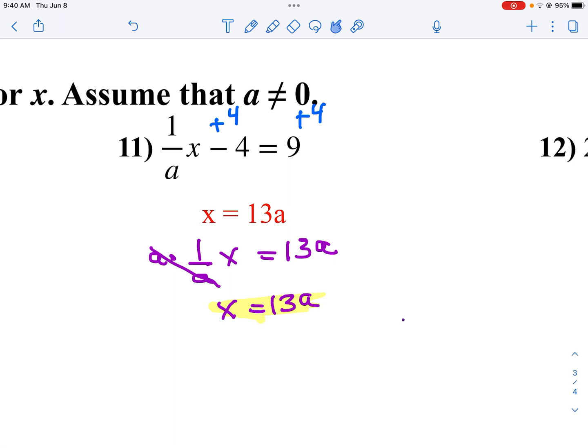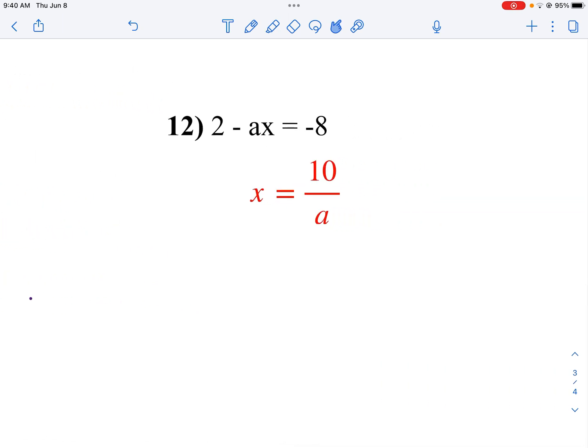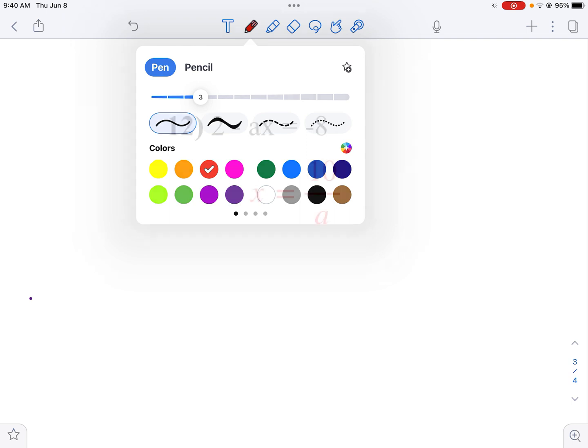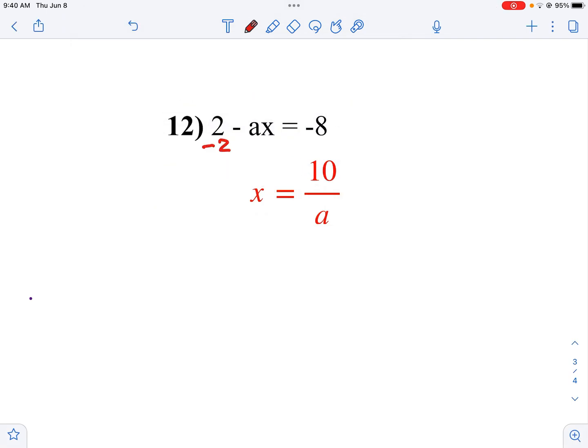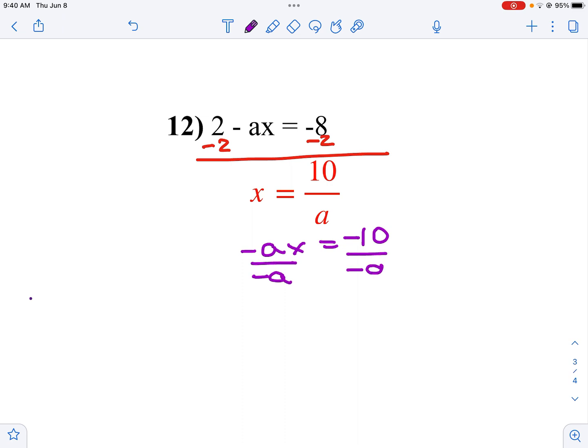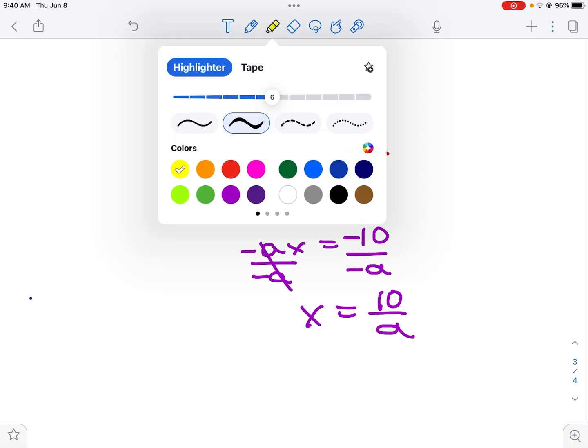Okay. Let's take a look at number 12. I want to get x by itself again. So the first thing I'm going to do is subtract 2 from both sides. The 2's reduce on the left side. So we get negative ax equals negative 10. Then we divide both sides by negative a, because I want to get x by itself. So x equals a negative divided by a negative. It's a positive, so you get 10 over a. And there is your answer.